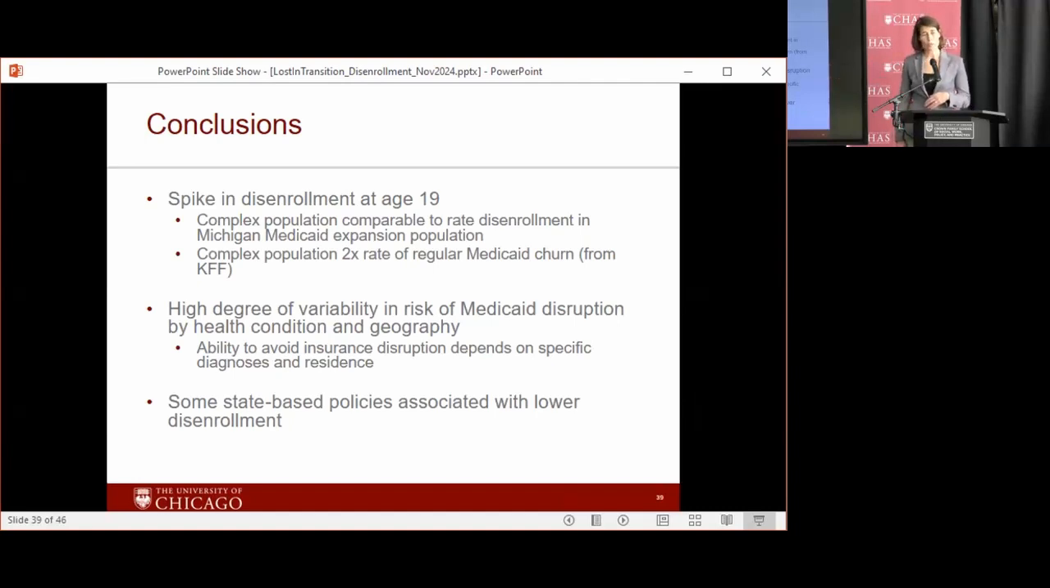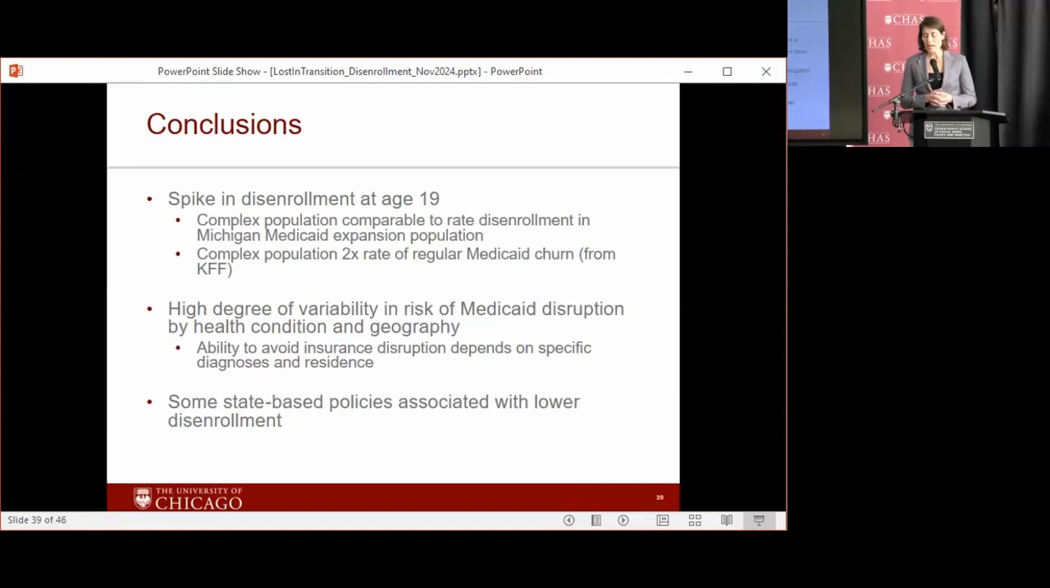But in that population, we found about a 20% rate of disenrollment within a 12-month period among the Medicaid expansion. And that's basically what we're finding in the complex population, which to my mind is somewhat worrisome because the complex population is a much more vulnerable population than the general Medicaid expansion population. This is also about 2 times the rate of regular Medicaid churn, according to Kaiser Family Foundation estimates.